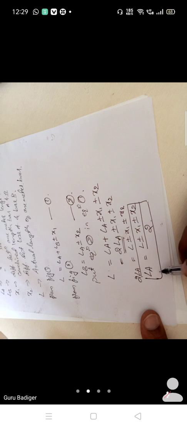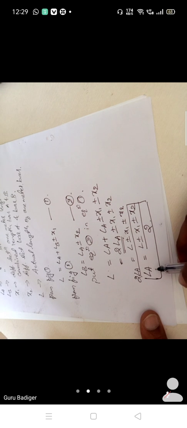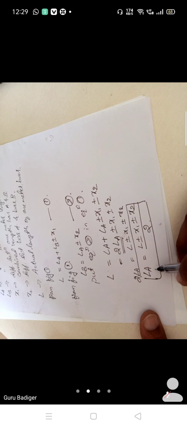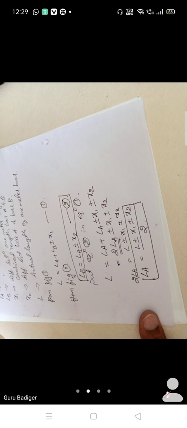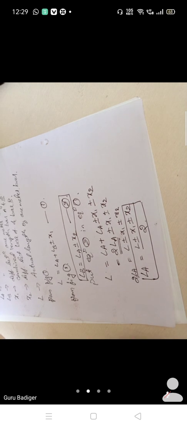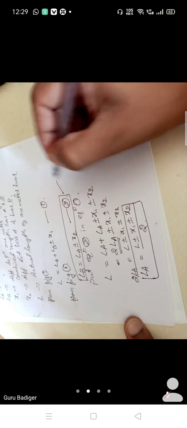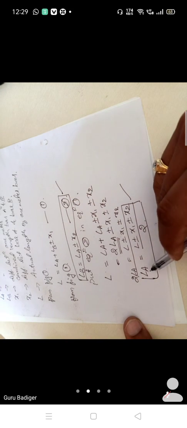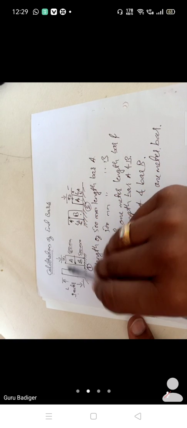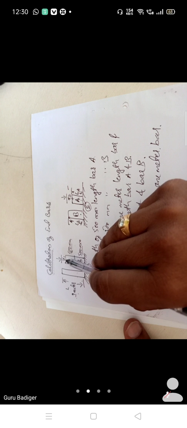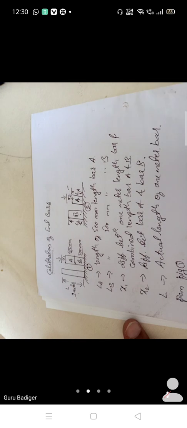Then what is LB? LB is here in equation 2. Is that clear? So to find out the LB and LA values, once you know the LA and LB values, then you can find the error between these two end bars, right?